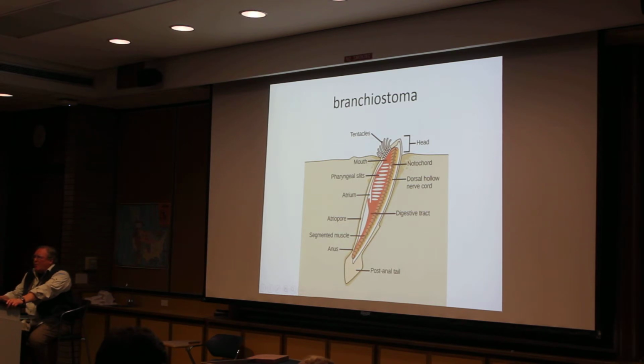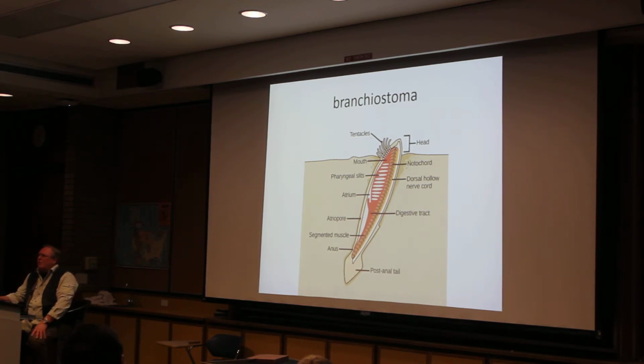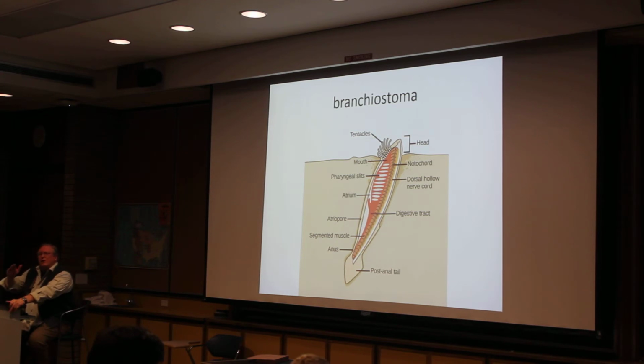It also has a notochord, and above the notochord is a hollow nerve cord, which is, say, the spinal cord. So what do we have left of the notochord in humans? It's the intervertebral disc between your vertebrae. Actually, it's the nucleus pulposus of the disc. And we have our spinal cord, our nerves, running above the notochord.